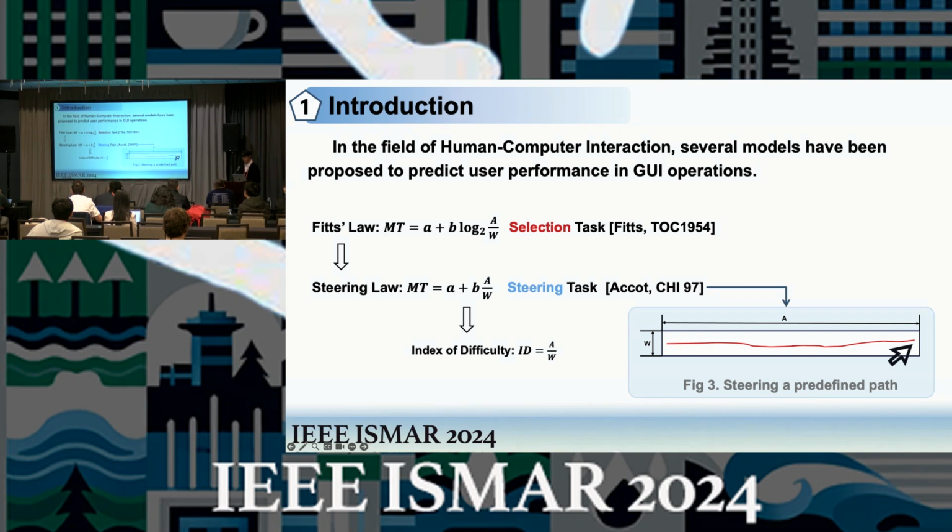Steering law proposed that movement time MT has a linear relationship with the index of difficulty, ID, calculated as the path length A divided by the path width W, expressed as ID equals A over W. This model means that steering through a narrower or longer path is more difficult, which requires a longer movement time.